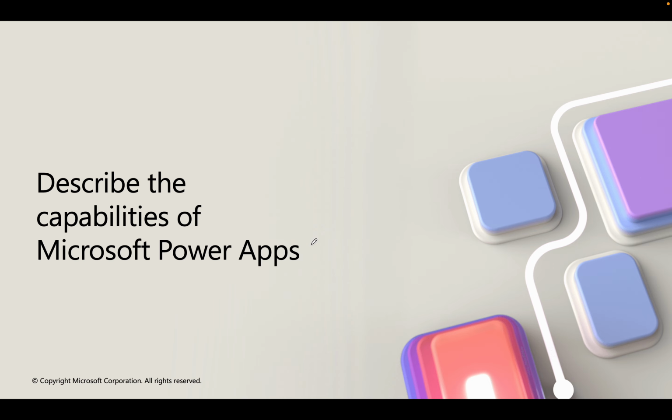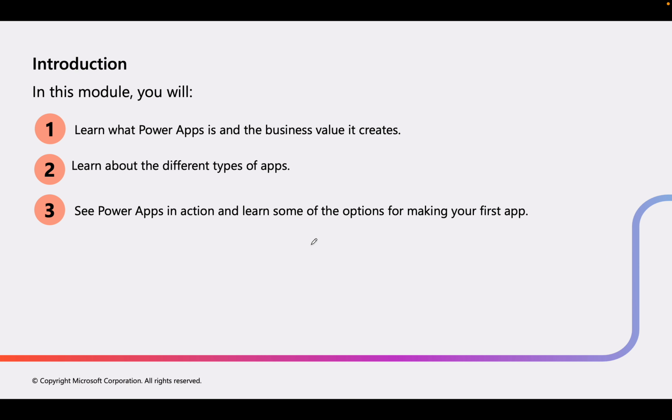Let's start from the first one. Describe the capability of Microsoft Power Apps. Inside this module, we are going to learn what Power Apps is and the business value of Power Apps. The second one, we are going to learn about the different types of apps. There are two types of apps. One is called Canvas app. The other one is called model-driven app.